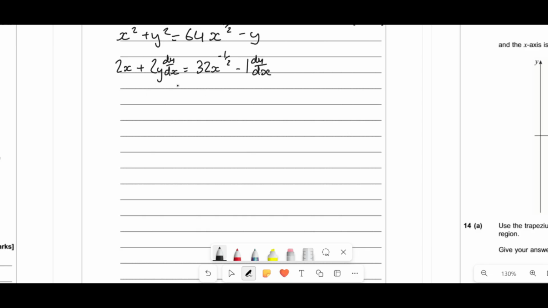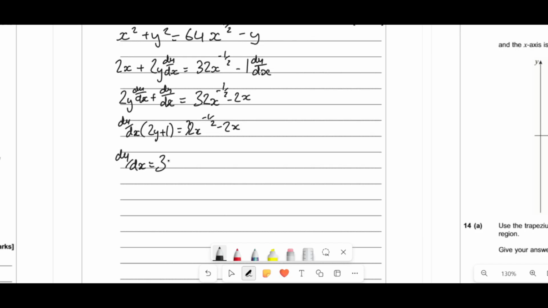Then all you do is collect all your like terms. If I move this across to this side, we'll get 2y dy by dx plus dy by dx equals 32x to the minus a half minus 2x. Then if I factorize, I can take that dy by dx out. So dy by dx times (2y plus 1) equals 32x to the minus a half minus 2x. So dy by dx equals 32x to the minus a half minus 2x, over 2y plus 1.